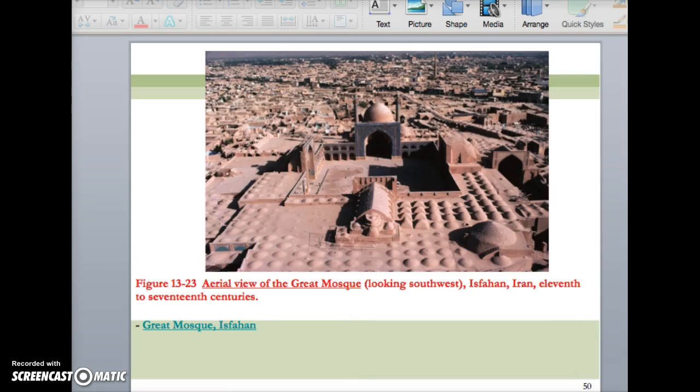Required mosque from the College Board. They actually picked quite a few, which I was surprised by. So this is one of them that you should be familiar with. It's the Great Mosque at Isfahan in Iran, done in roughly the 11th through 17th century. So this is one of those mosques that was built in the 11th century but had additions made to it throughout time, so it becomes much more large and elaborate.